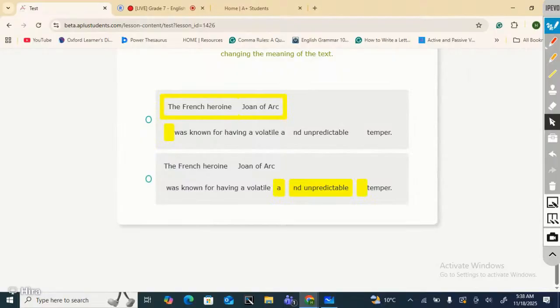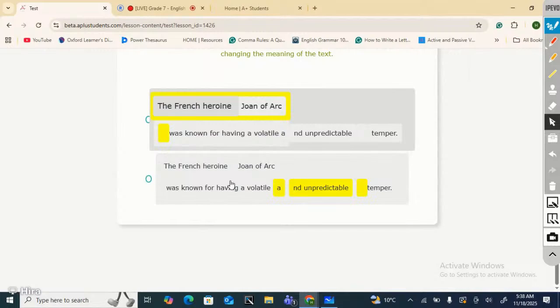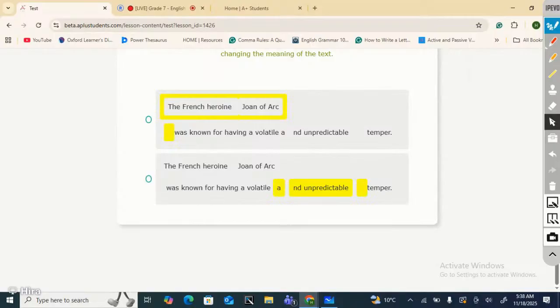Okay, no answer yet, so I'm going to reveal it. The name of the heroine is not redundant because it is mentioned for the first time. So option one will not be selected. Option two, volatile and unpredictable temper. The words volatile and unpredictable almost imply the same thing. So the word unpredictable should be removed because it is redundant. Yes, Abigail. Sorry, Ben. True, option two is correct.